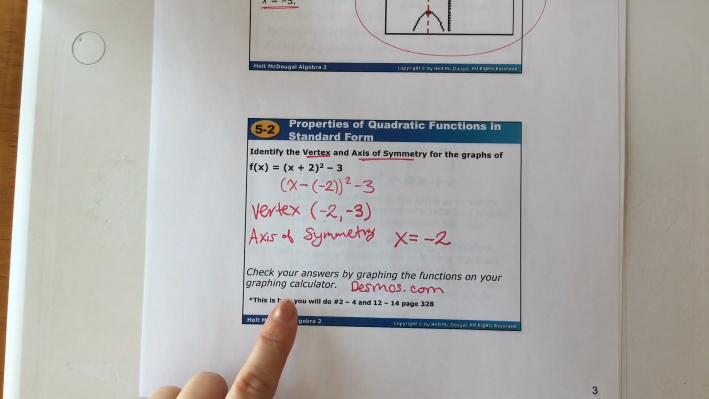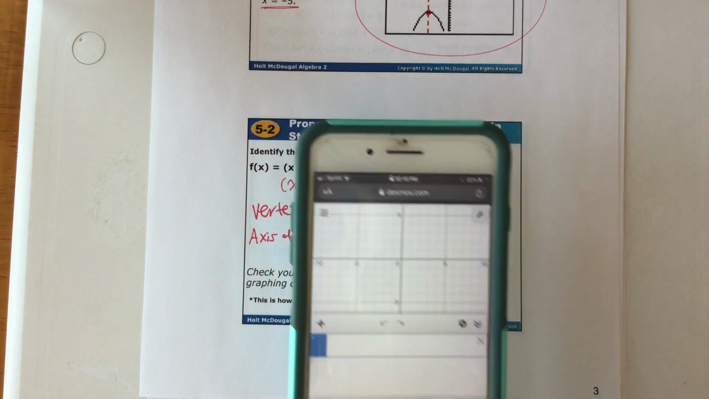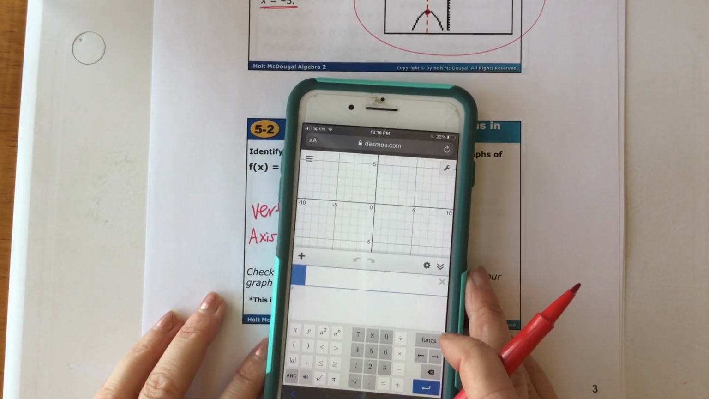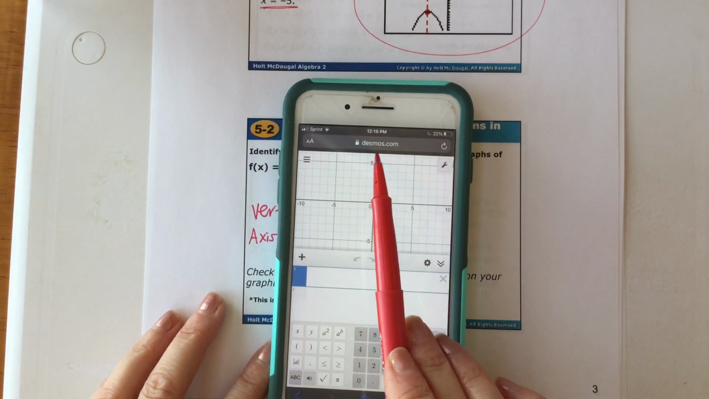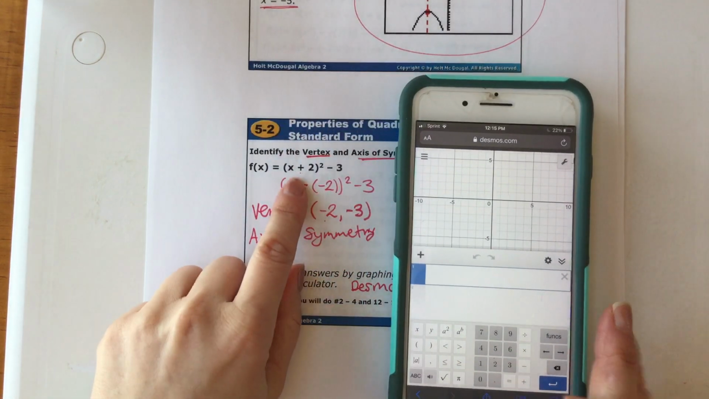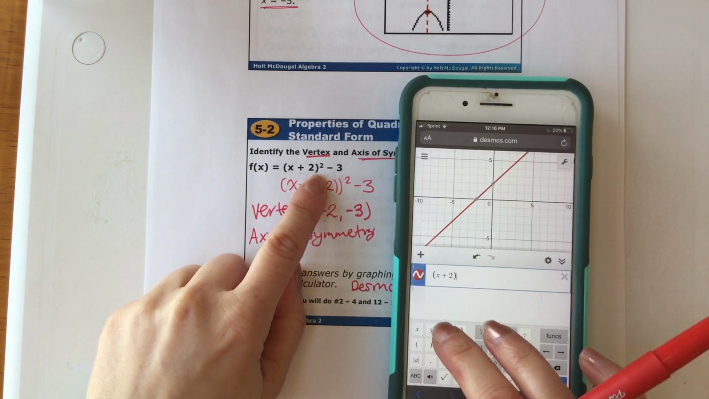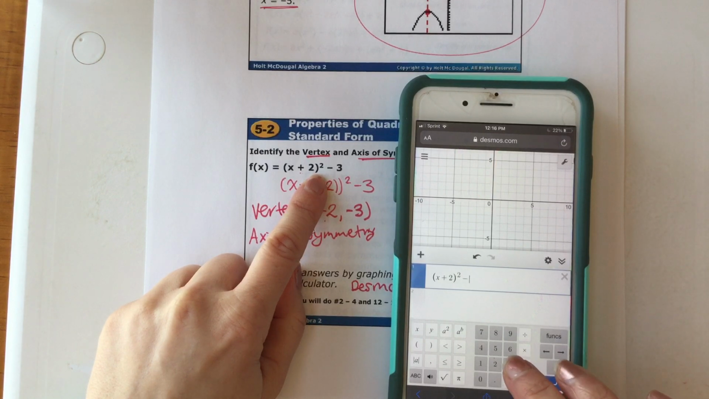Okay, now they want us to check it on Desmos.com. So if I go ahead and go to my phone, remember this is a free graphing calculator. You just type in Desmos.com. You will get to this screen. So we will go ahead and type this. Open a parenthesis, x plus 2, close the parenthesis, squared minus 3.